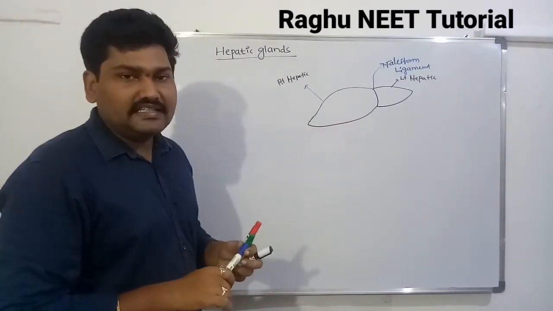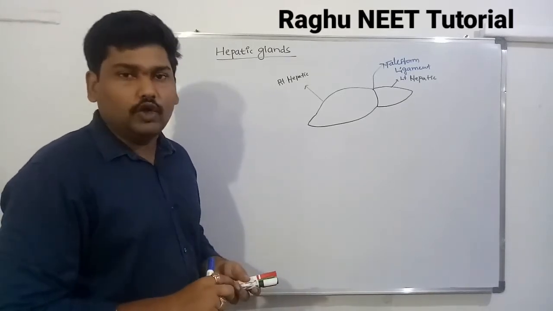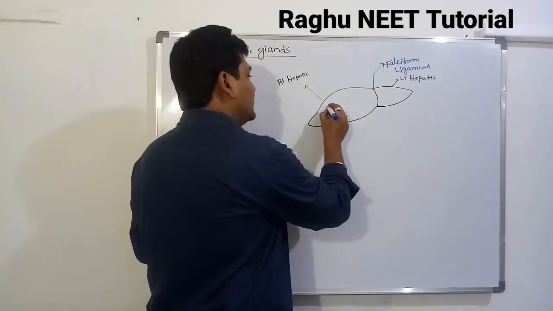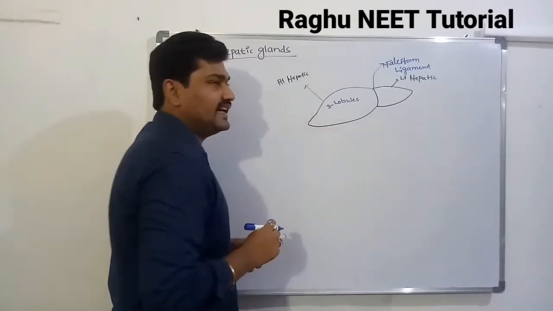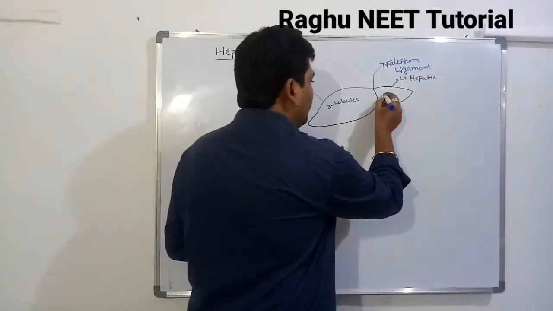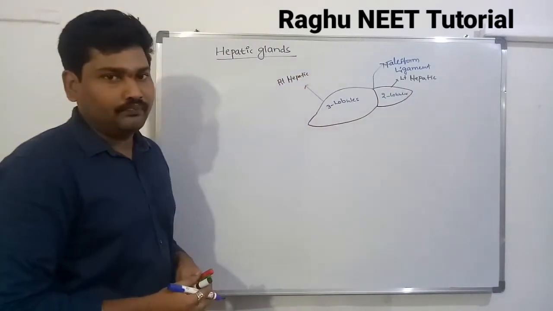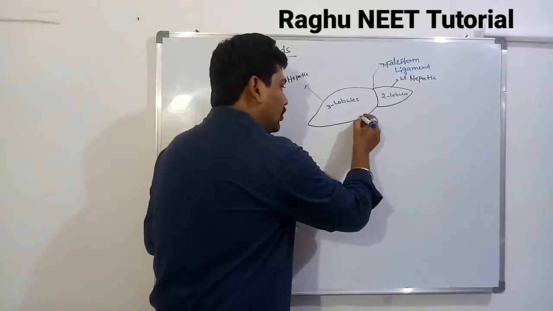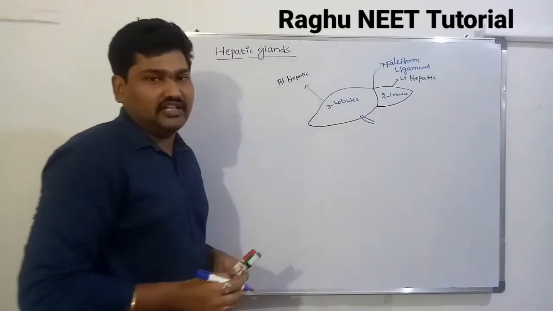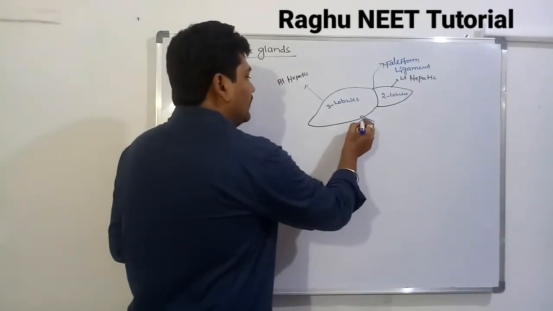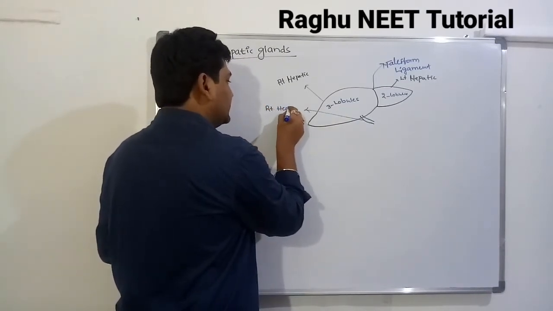Next, each lobe consists of a number of lobules. The right hepatic lobe consists of 3 lobules, and the left hepatic lobe has 2 lobules. The right hepatic lobe gives rise to a small duct, known as the right hepatic duct.